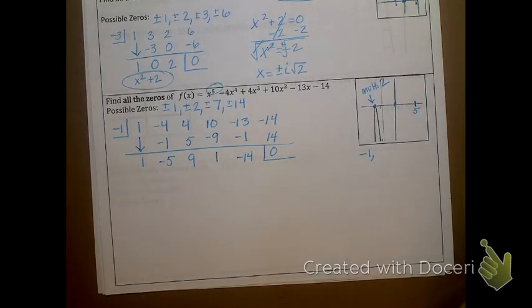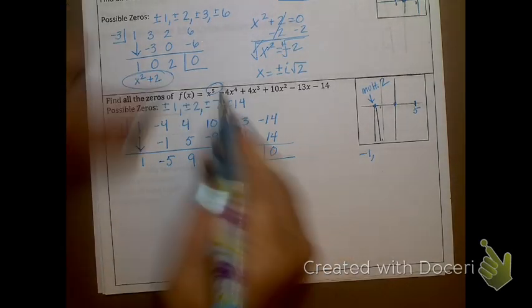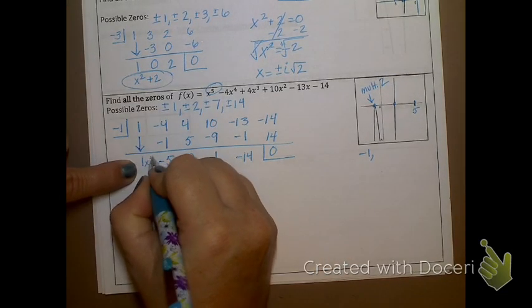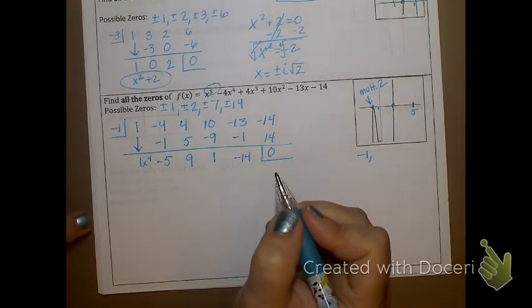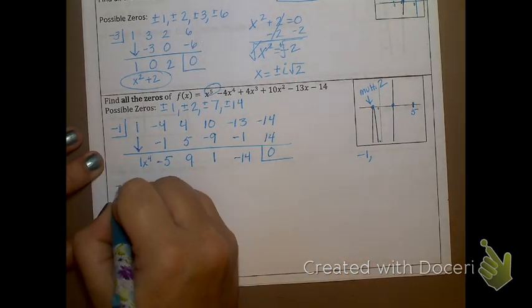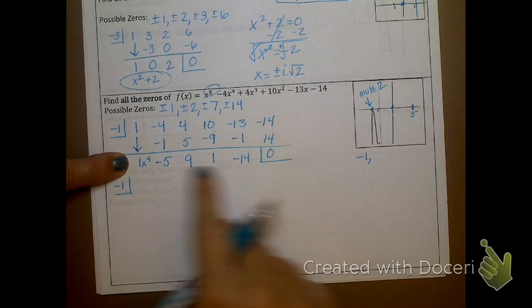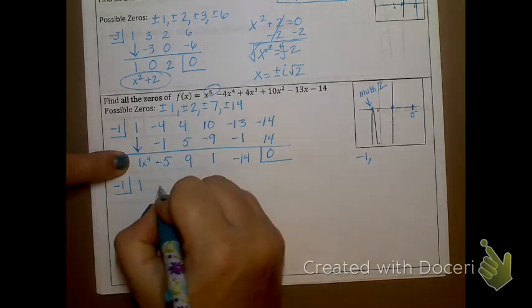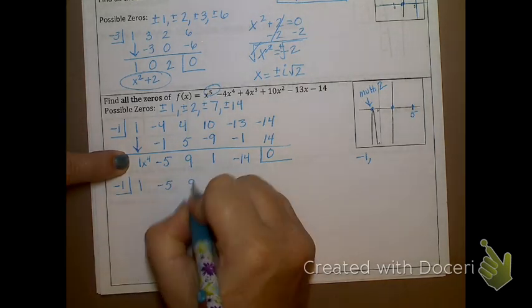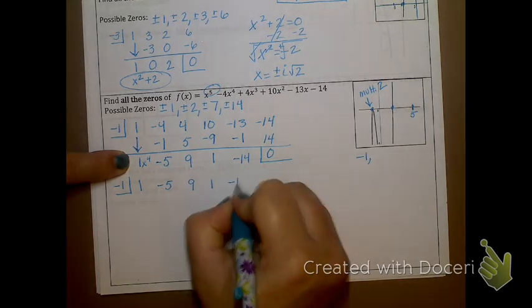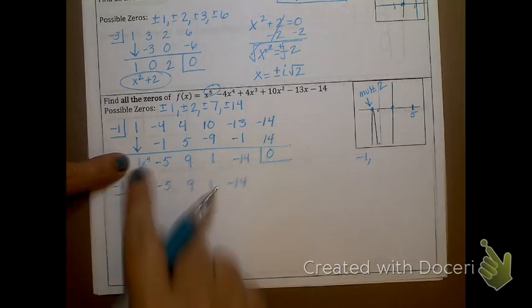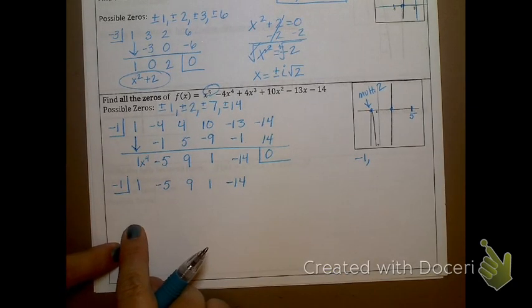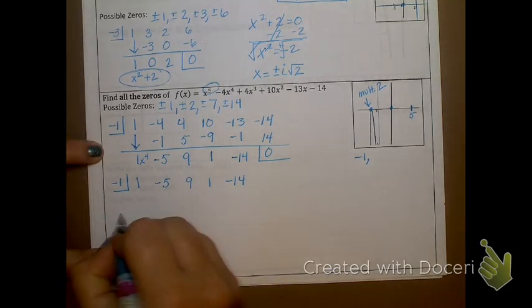Now, I said it has a multiplicity of 2, right? Which means that this was x to the 5th. Now I'm at x to the 4th, right? If I use -1 again with these coefficients, I'm going to still get a remainder of 0. And it'll not be an x to the 4th, it'll be an x to the 3rd. That's what a double root's going to look like.